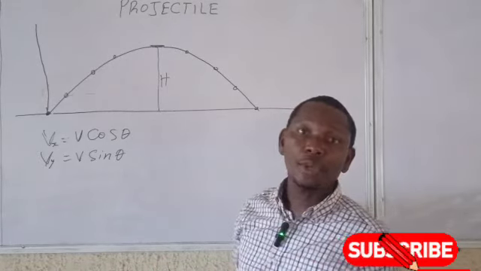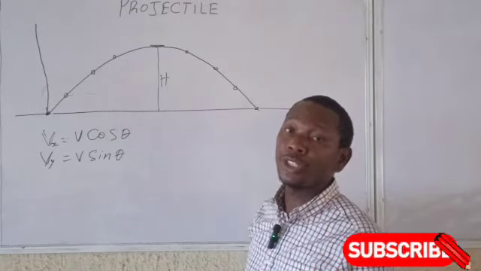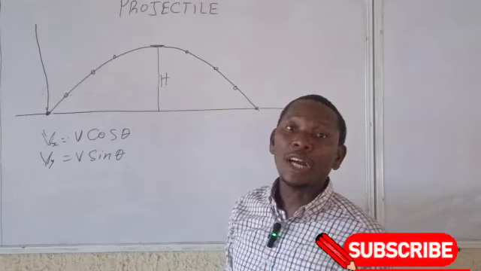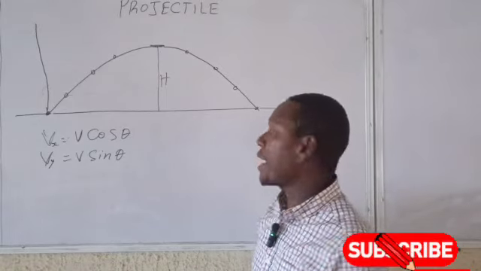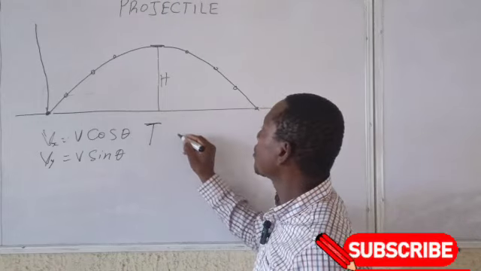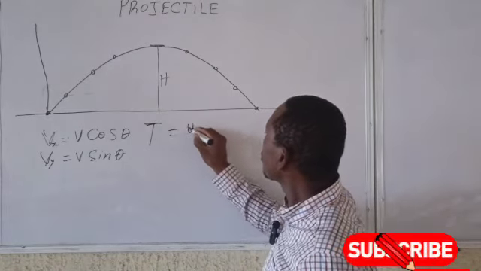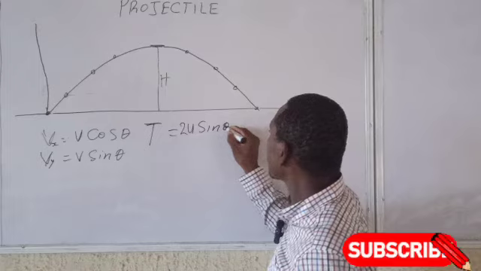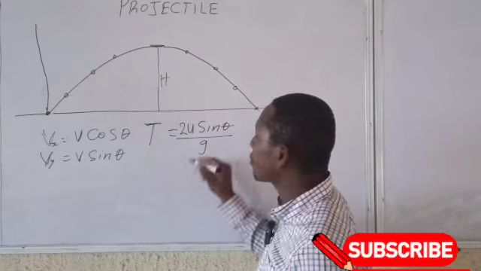Now, let's take a look at some of the basic equations that you'll be using in projectile. What is the formula for calculating the time of flight? Time of flight is represented by T. And you'll be using 2u sine theta all over g.